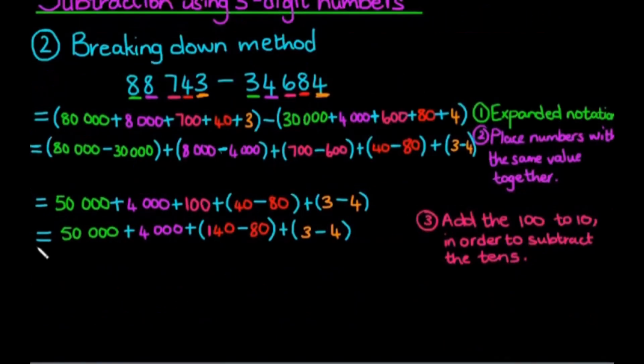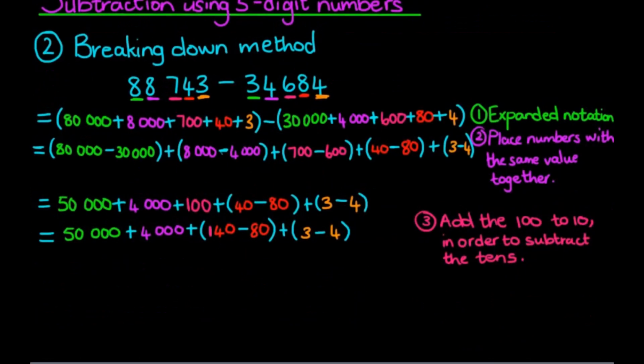And from there, I can go ahead. So once we've added 100 to the 40, and we've got our 140, and we subtract the 80, we can move on to the next step, which is to subtract 140 by 80, and we get 60. Then what we have left is the units.